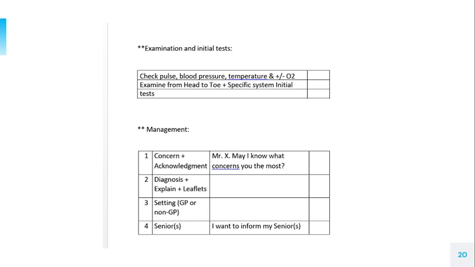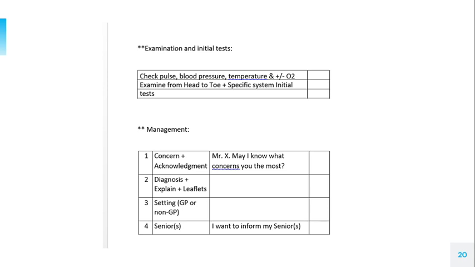So you say, Mrs. Smith, I'd like to examine you, and that will involve me checking your pulse, blood pressure, your temperature, your respiratory rate, and the level of oxygen in your blood. I'll also examine you from head to toe. And because you mentioned that you have dizziness, I may also want to check your reflexes in different parts of your legs and arms. Once you've mentioned that, the patient will allow you to move on to examine them.